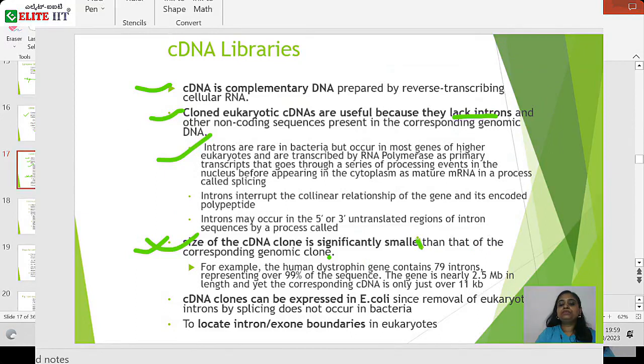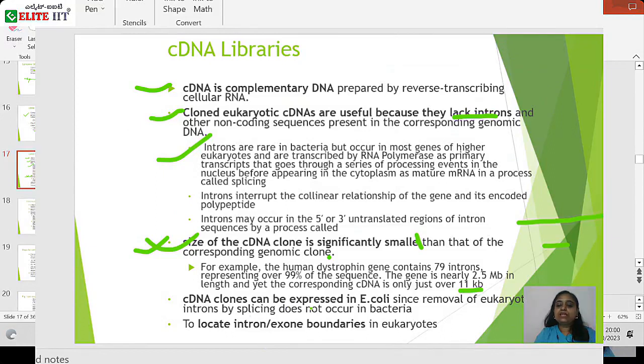Right? Yes, ma'am. Now see, an example is given. The human dystrophin gene contains 79 introns. If you remove these, the exons represent over 99% of the sequence being removed. The gene is nearly 2.5 mega base pairs in length, and yet the corresponding cDNA is only 11 base pairs. So the total length of the gene is 2.5, whereas the cDNA is much smaller than the gene.